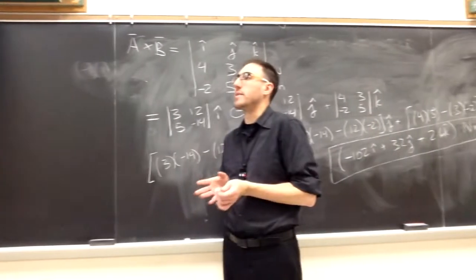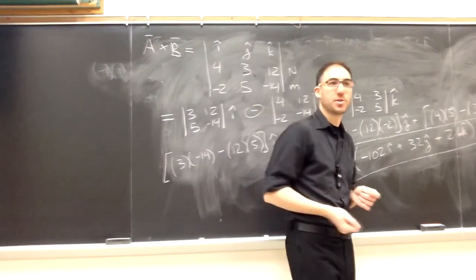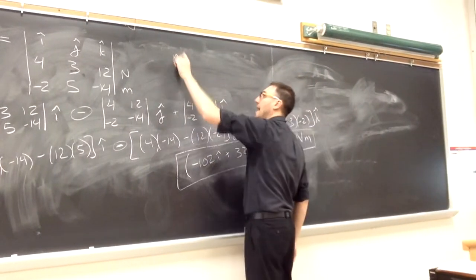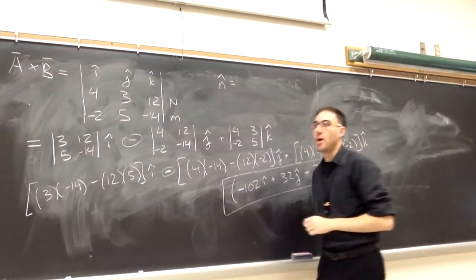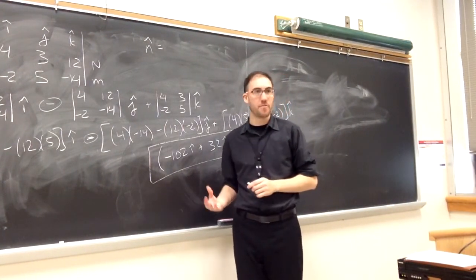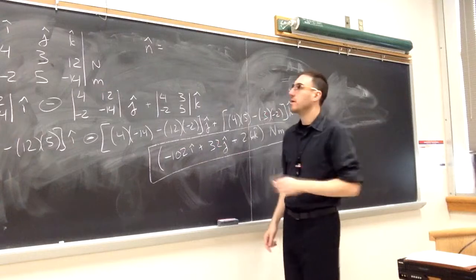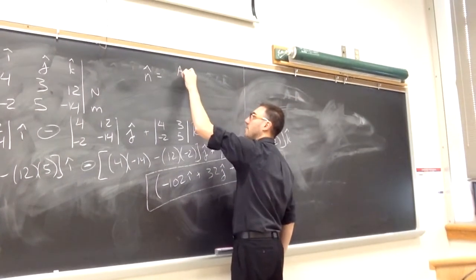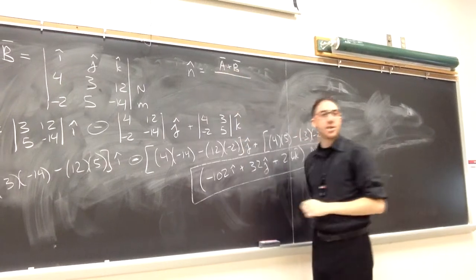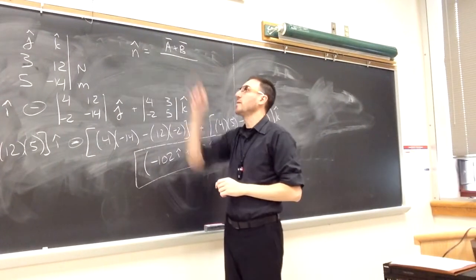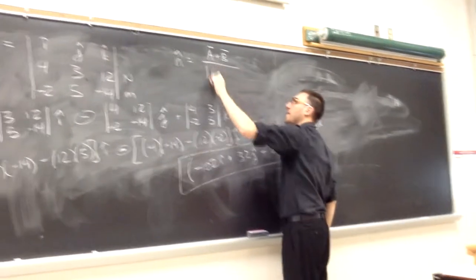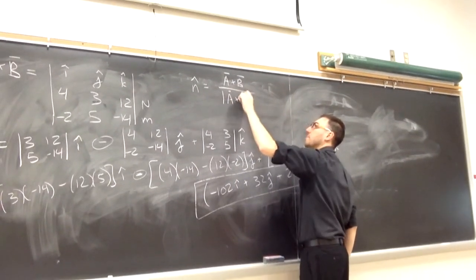n hat is defined as just the direction normal to our two input vectors. To find n hat, what we first need is a vector that is perpendicular to both of our input vectors, which very conveniently we just found. A cross B gives us one such vector. But n is a unit vector, as indicated by the pointy hat on it. So we want to take this vector and normalize it, so we divide it by its own magnitude.